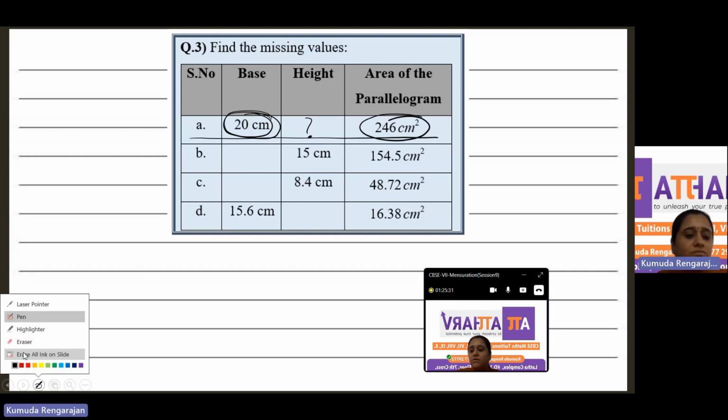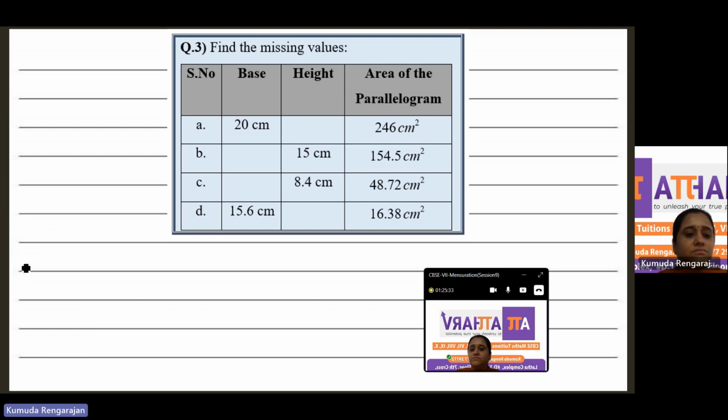Okay. Now, see here. What do you know? Base into height is equal to area of parallelogram. Is it correct? Yes, ma'am. Okay. What is the base given? 20 into height is equal to 246 centimeters square. Is this correct? Yes, ma'am. Or you don't have to write centimeters square.